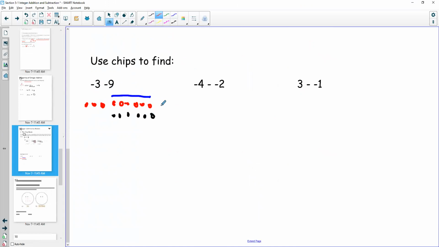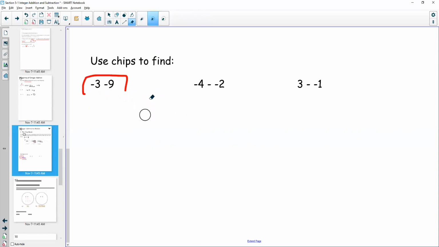Where did my chip model go? Oh, so these are tricky. This is my brain just fell out backwards a minute. We're going to do this one a little differently. We forgot to rewrite this and think about it as addition, okay?